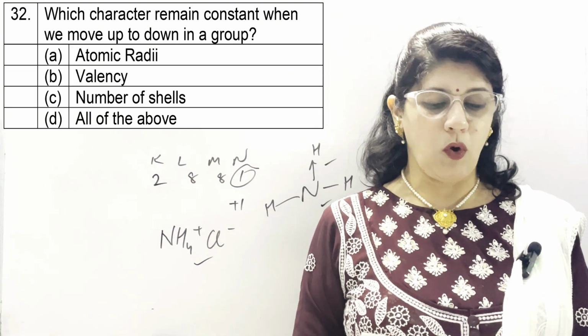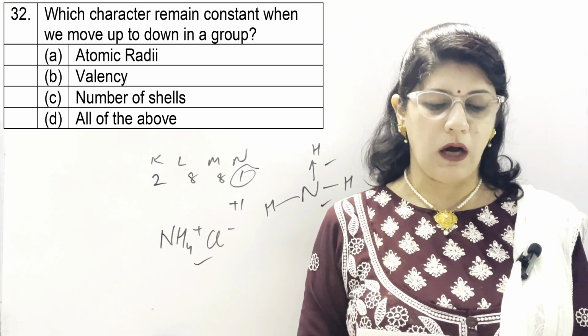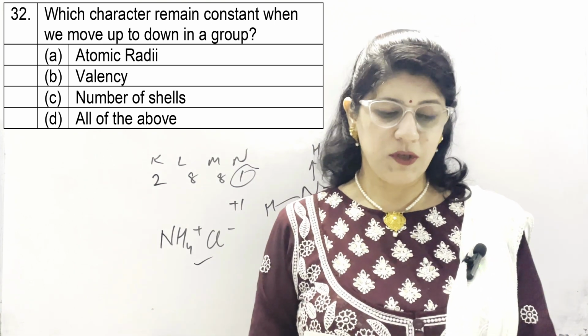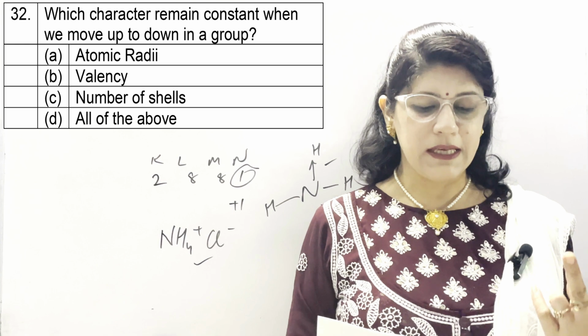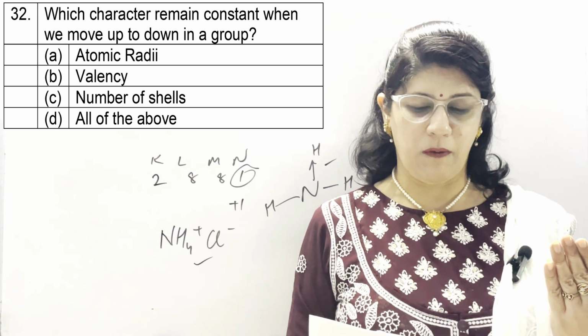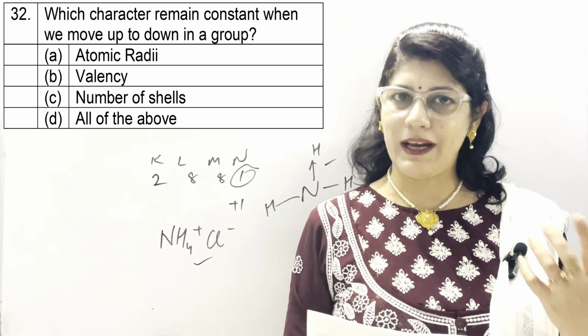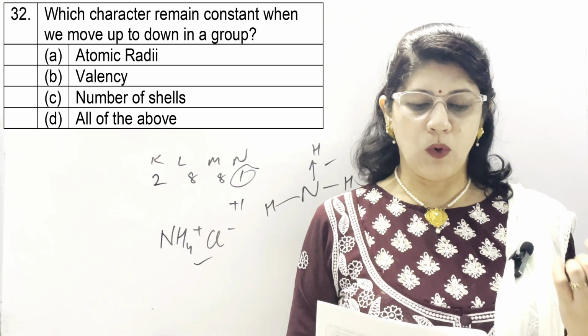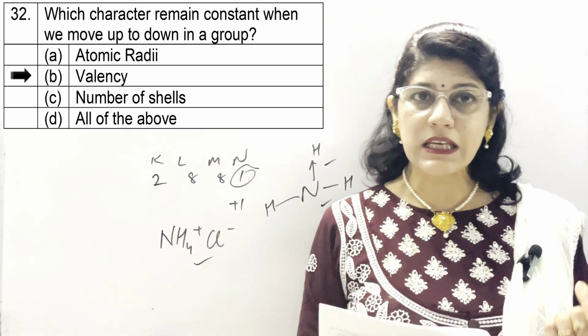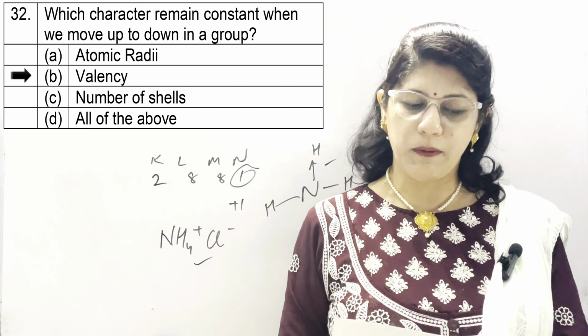Question number 32. Which character remains constant when we move from up to down in a group? Options are atomic radii, valency, number of shells, all of the above. In the group, the number of valence electrons remains the same. So the character, meaning valency, remains the same. It means option number B.